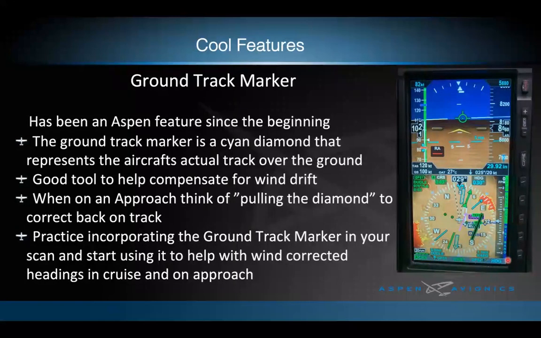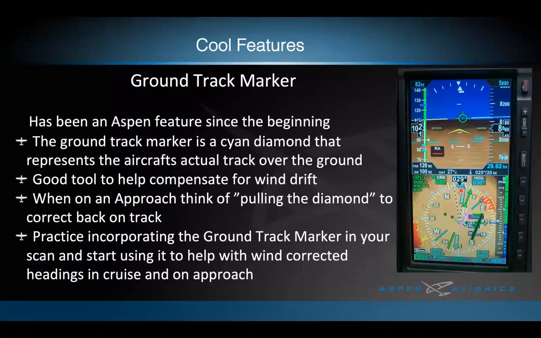Next cool feature, which has been around for quite a while, since the beginning of the Aspen, is the ground track marker. And it is amazing how many pilots have never realized what this is. But if you see this little blue diamond right here above the 3, below the heading marker, that's the ground track marker, and that is your actual path over the ground.